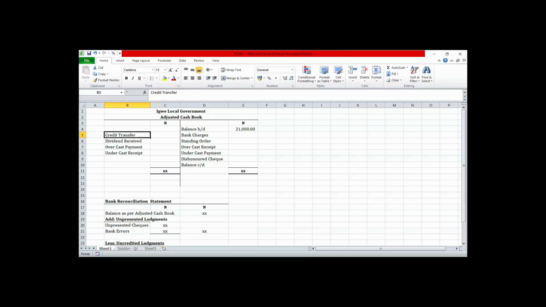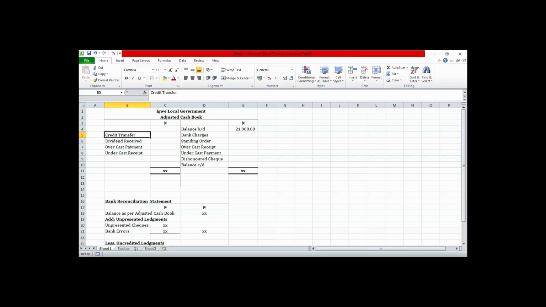So I have a question. If it was not a credit balance, will it be on the debit side? The balance will be at the debit side. Yes, sir. The bank statement showed a debit balance of 56,400 naira. That is what we are working towards getting now.